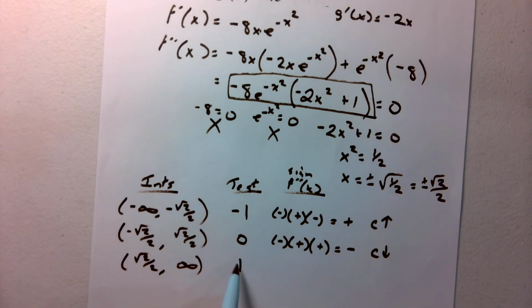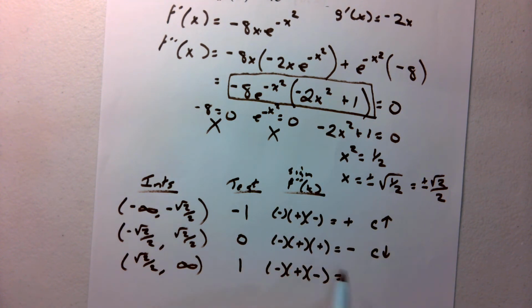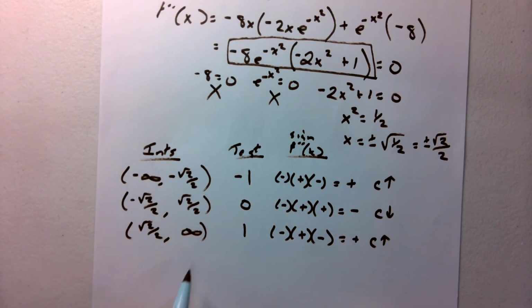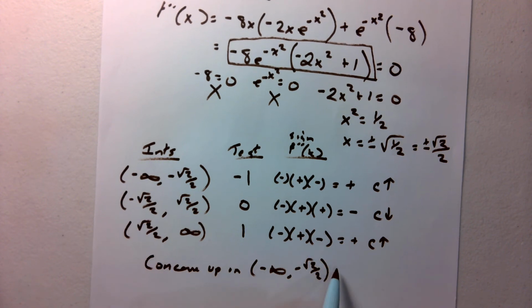And if I plug in 1, I get a negative times a positive. And -2 plus 1 gives me another negative. So I get a positive, which is concave up again. So what can we do with that? What do we know? We know we're concave up on the intervals -infinity to -√2/2 and √2/2 to infinity.